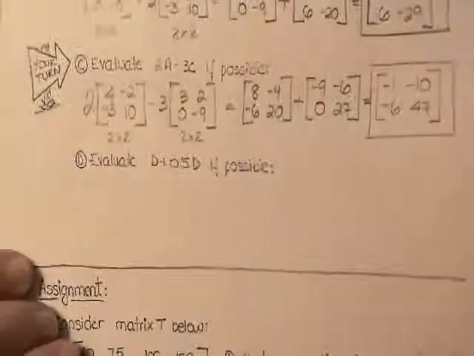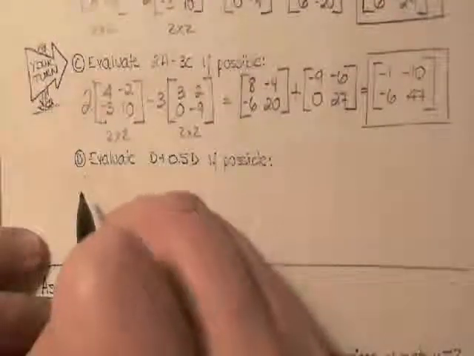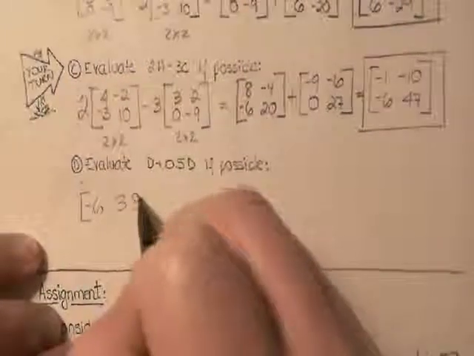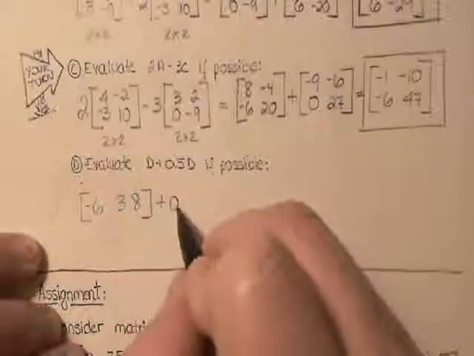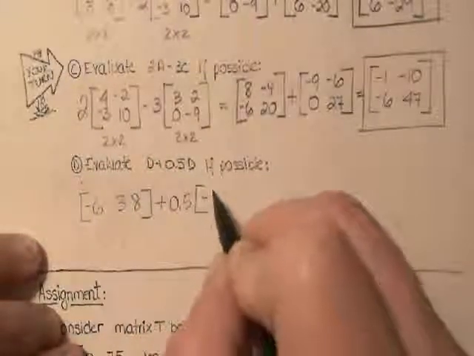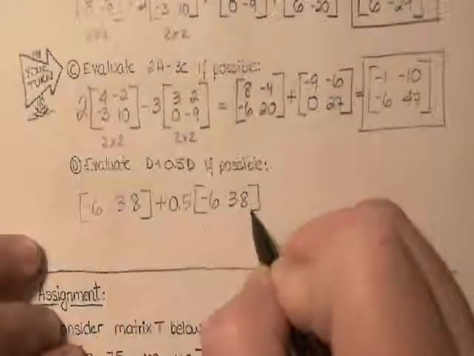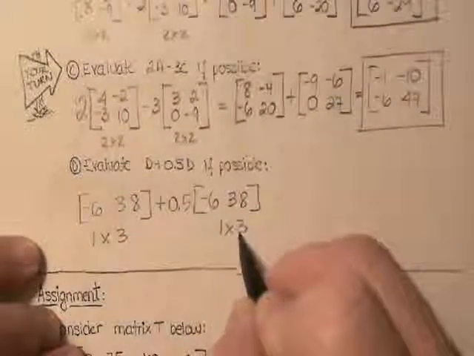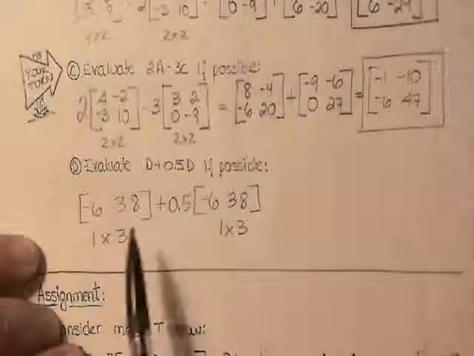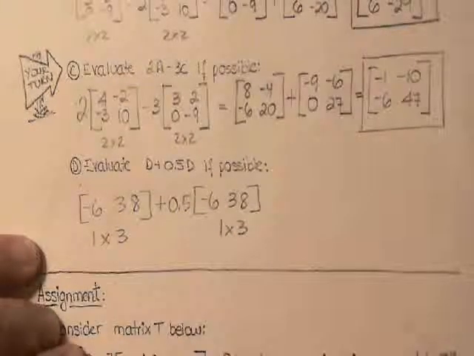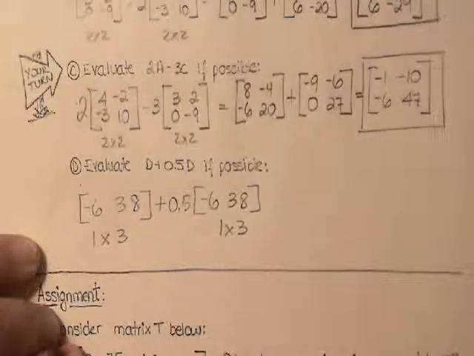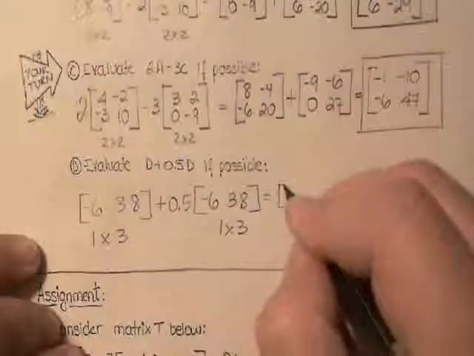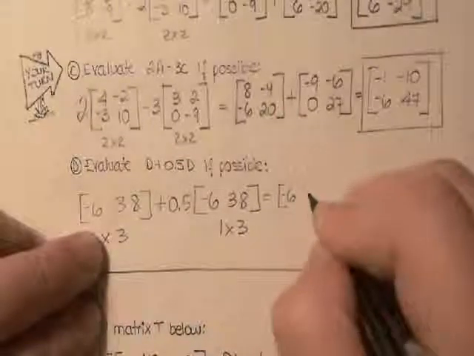Alright, our last example. Suppose I have D. So D is negative 6, 3, 8 plus 0.5, negative 6, 3, 8. And this is a 1 by 3. This is 1 by 3. So basically, I can combine these two because they have the same dimension. So first thing, let's multiply the 0.5 back inside. So copy the first matrix.